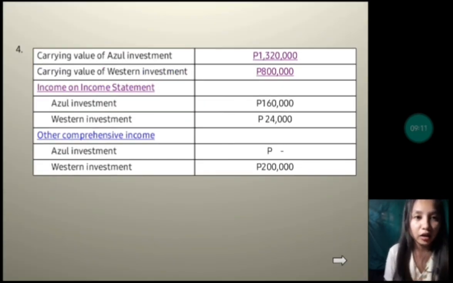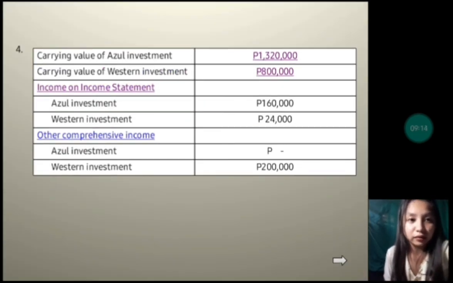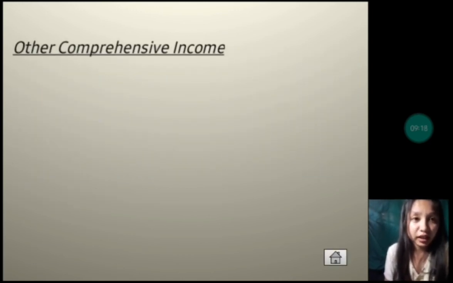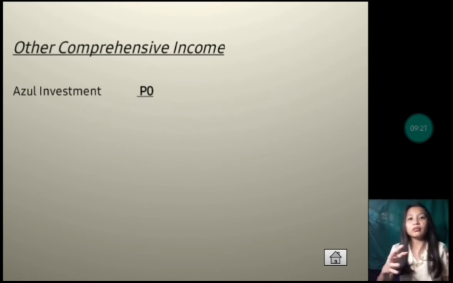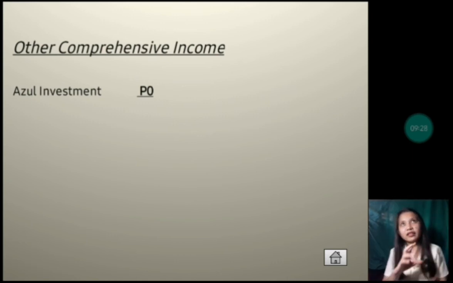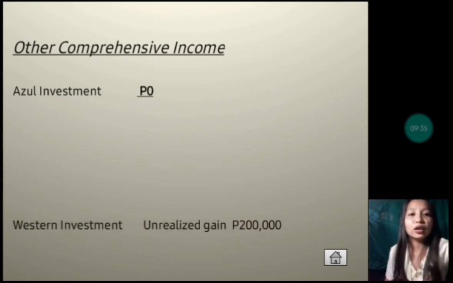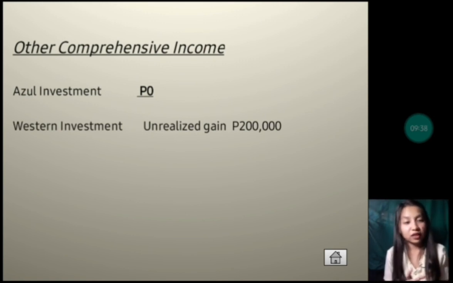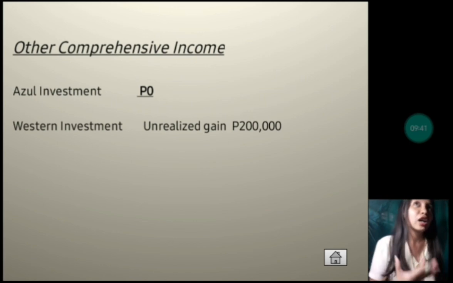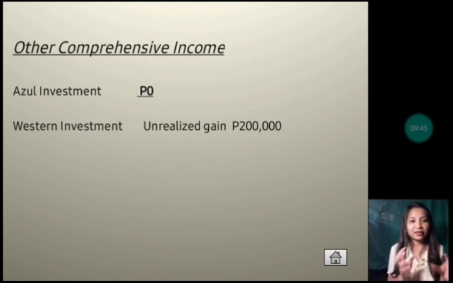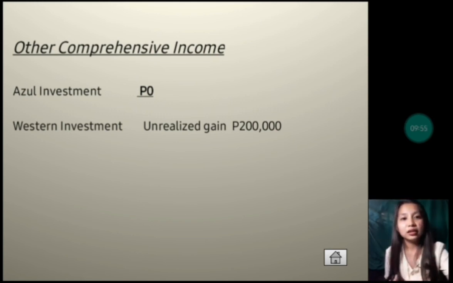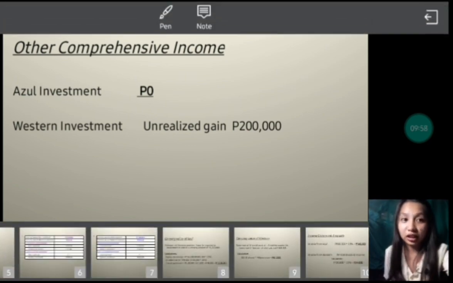Next is the other comprehensive income. As you can see, there is no OCI or other comprehensive income for Azul. It's because the investment for Azul was accounted for under the equity method, while in Western there is other comprehensive income, because the investment was for available for sale securities, and this item is included under the other comprehensive income. That's why it is included in other comprehensive income here.